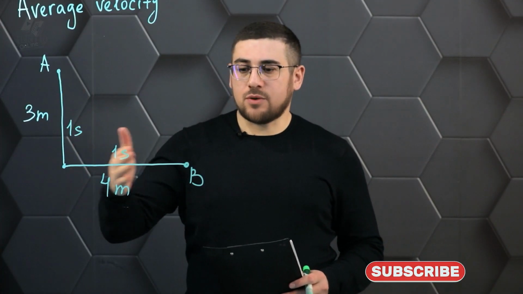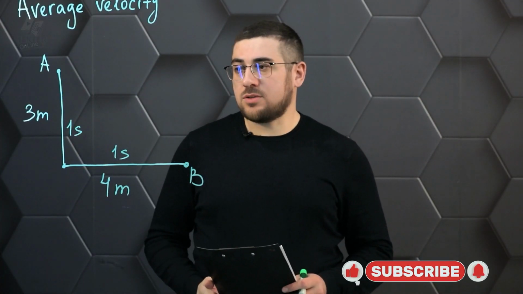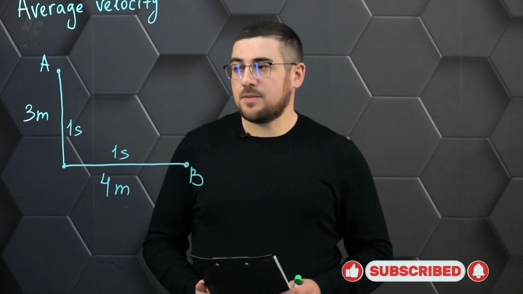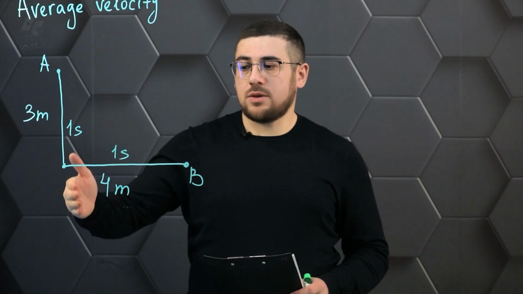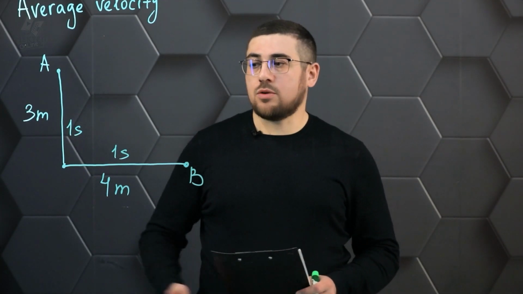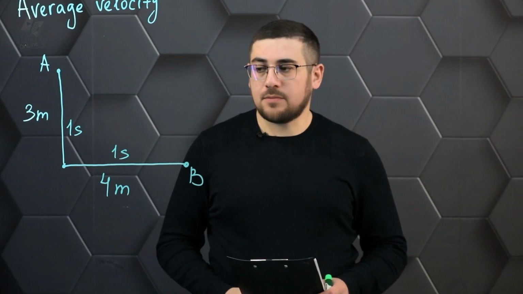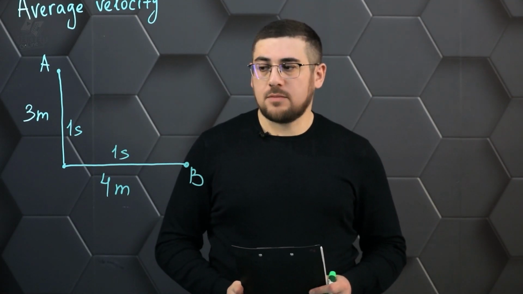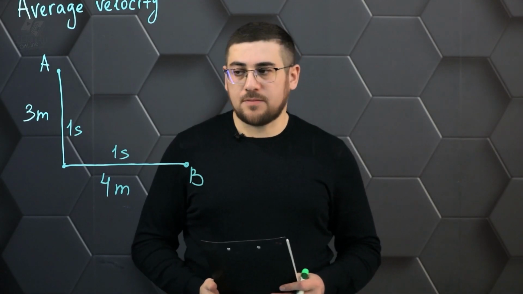The body passed from point A to point B on the following trajectory, which is two sections, the angle between which is 90 degrees. The length of the first section is 3 meters. The length of the second section is 4 meters. It took the body 1 second to pass each section. What is the average speed in modulus and what is the average velocity in displacement? Two questions we'll tackle with you today.